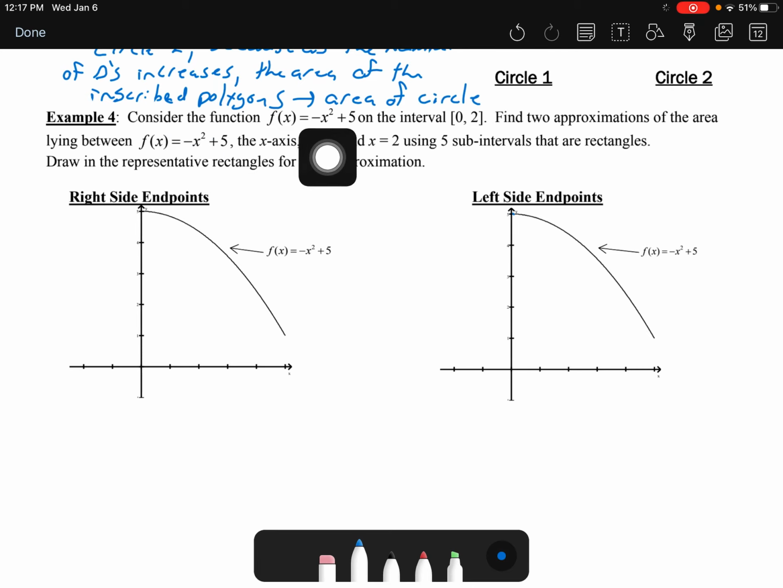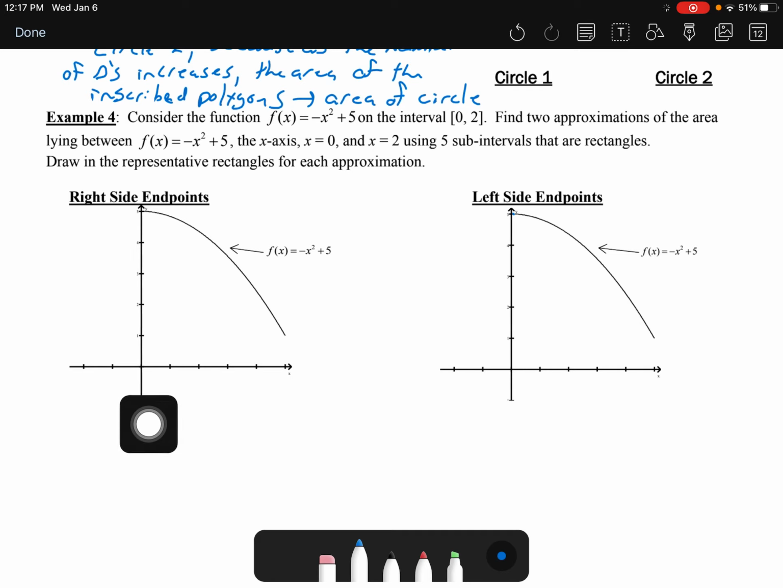So it says consider the function. What we have here is just a parabola that's opening downward. All right, so negative x squared plus 5, and we're really only looking at it on the interval from 0 to 2. So that's the actual closed interval that we're looking at here.